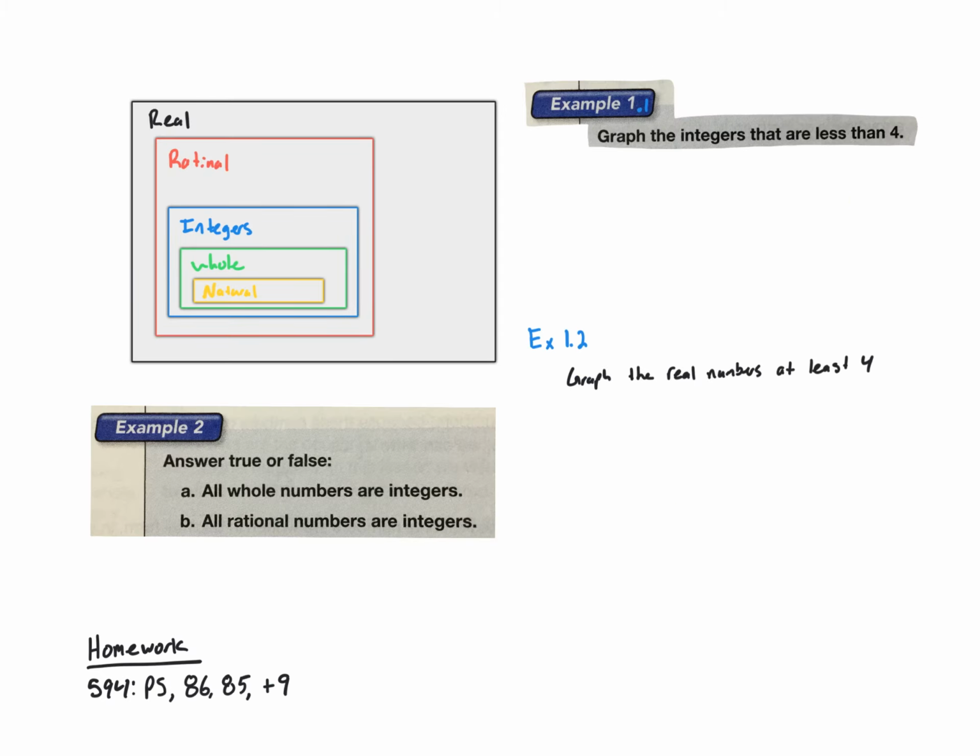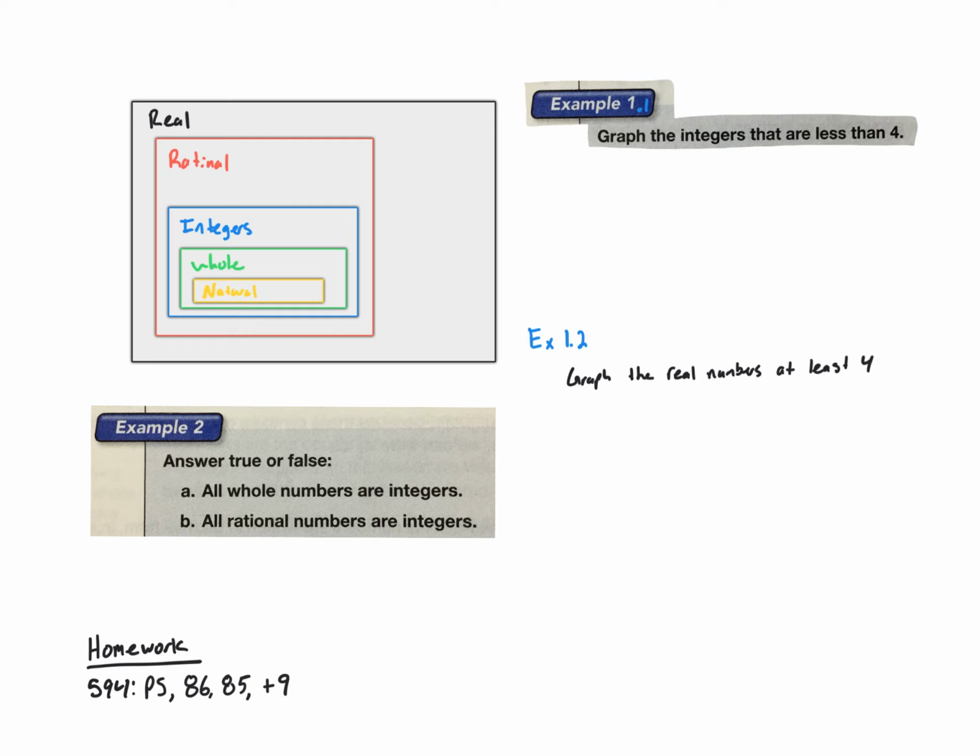So just as a visual aid, the smallest one in yellow is the natural numbers. Those are just 1, 2, 3, 4. Notice all of the yellow ones are inside this green one, the whole numbers. All of the yellow are included inside the green. Likewise, all the whole numbers are included inside the blue, the integers. All the integers are included inside the red, and all the red are included inside the black.